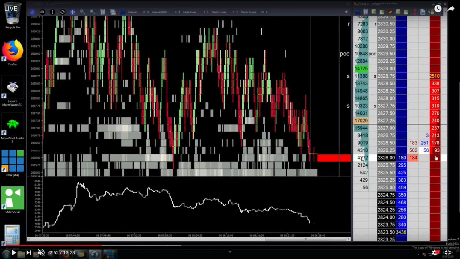We've broken this level that it previously bounced off, okay? And I know there's a play to be had here. I know we're going to come down and at least test the low of the day, or right above the low of the day. I know we're going to at least test there, and it may hold. I know that we definitely are going to come up against this 2825.50 where this 430 is.